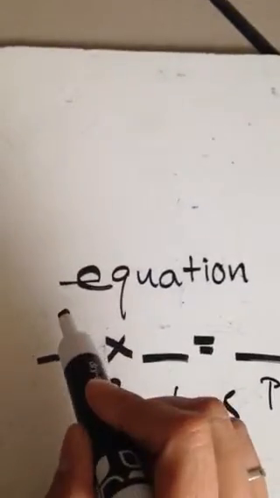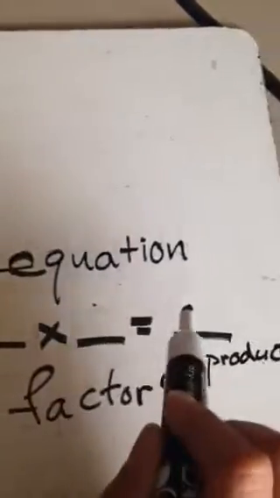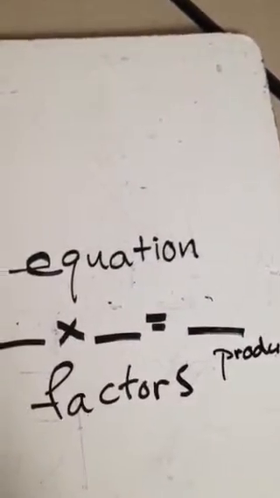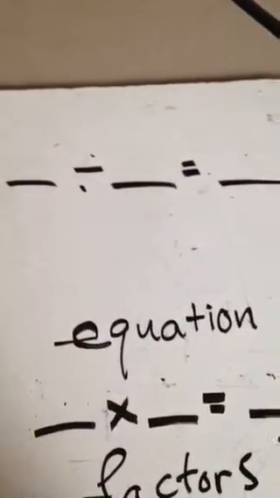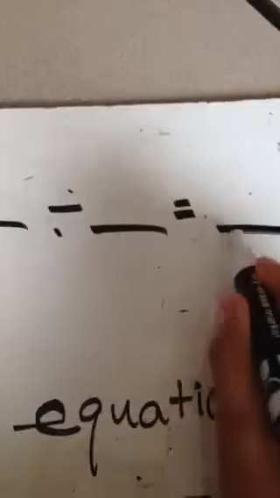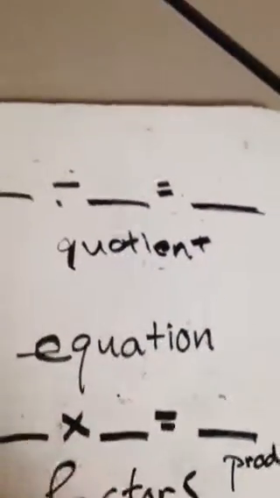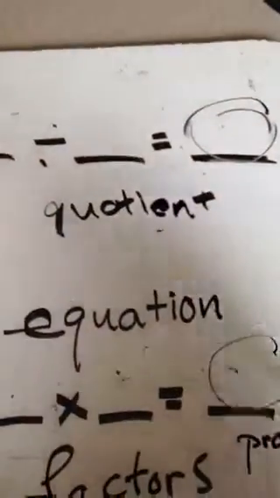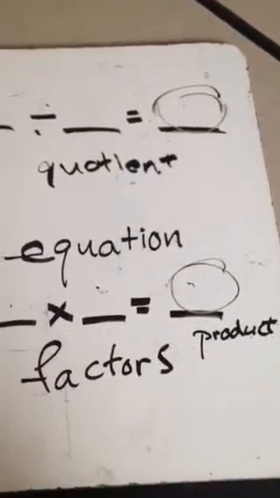You've got two factors, two numbers that you're going to multiply together to give you your answer or your product. For a division equation, you are going to have two numbers. Those are also called your factors. And the answer to the division problem is called your quotient. I say, you say quotient. And that simply means the answer to your division problem. Your product is the answer to your multiplication problem. Okay?